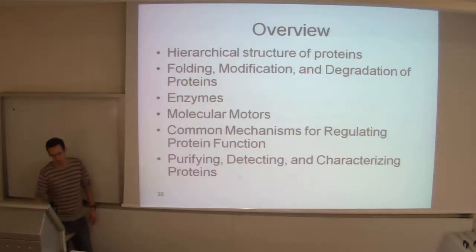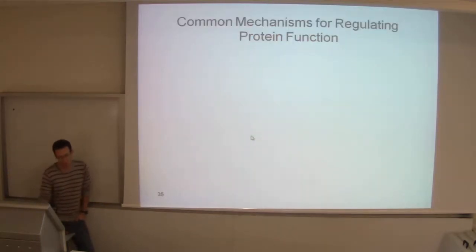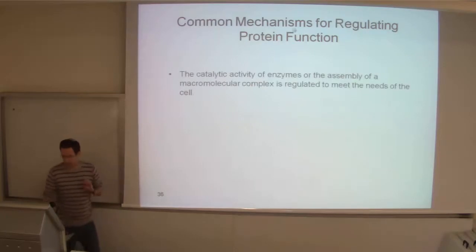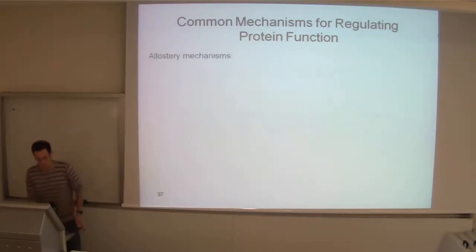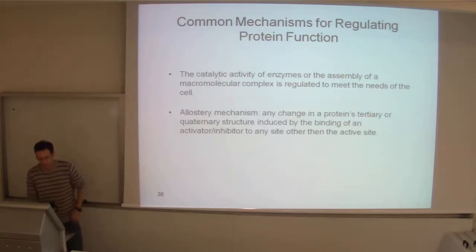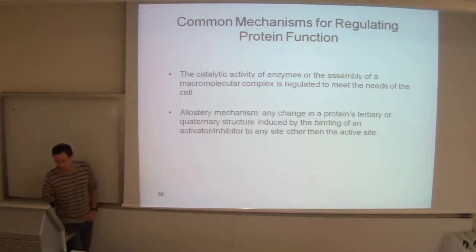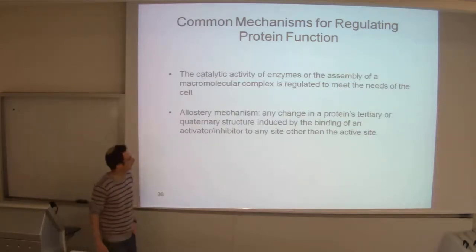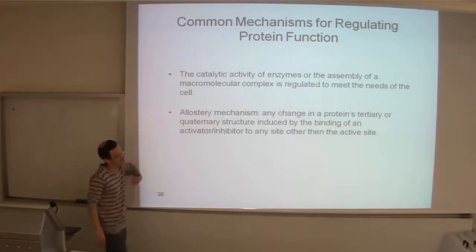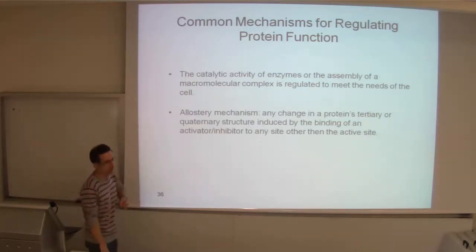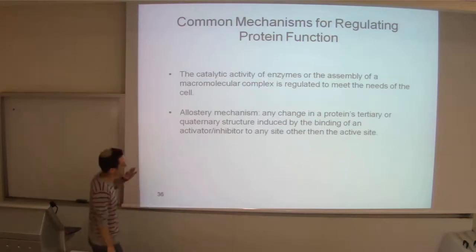Okay. So the second point is common mechanisms for regulating protein functions, and we actually discussed several such mechanisms. So we will now just add a few more details or put them in order a bit. First, in principle, the catalytic activity of enzymes or the assembly of a macromolecular complex is regulated to meet the needs of the cell, and cells have several regulatory mechanisms to ensure that this is indeed the case.